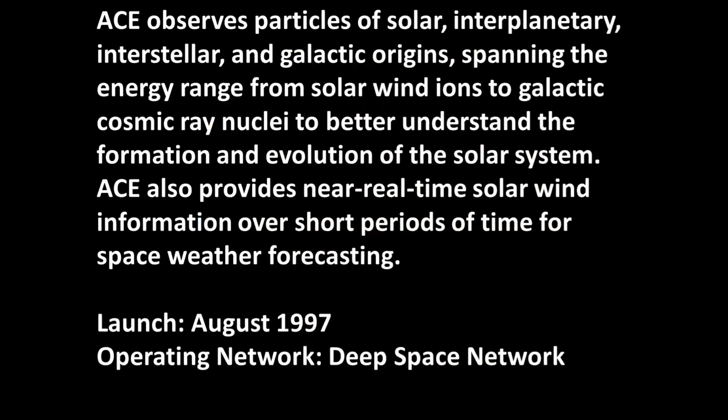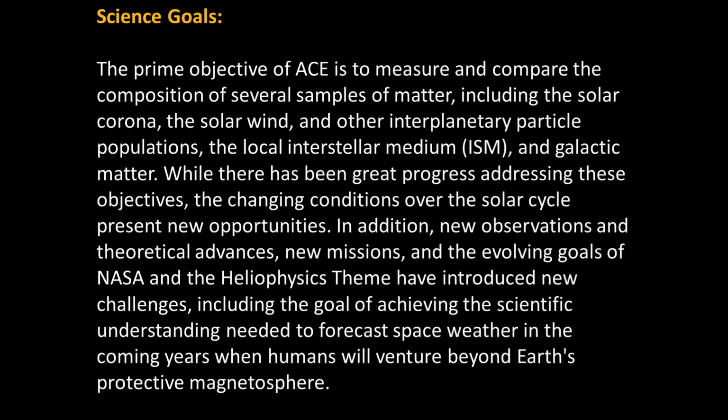ACE observes particles of solar, interplanetary, interstellar, and galactic origins, spanning the energy range from solar wind ions to galactic cosmic ray nuclei to better understand the formation and evolution of the solar system. ACE also provides near real-time solar wind information over short periods of time for space weather forecasting. It was launched in August of 1997, and the operating network is the Deep Space Network.